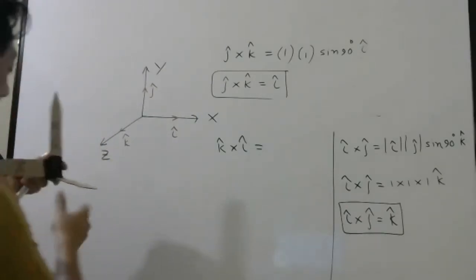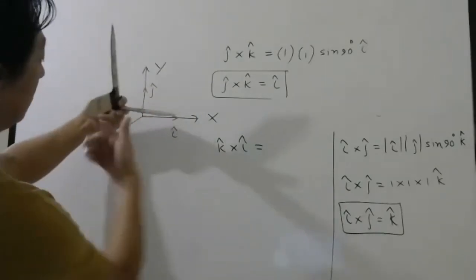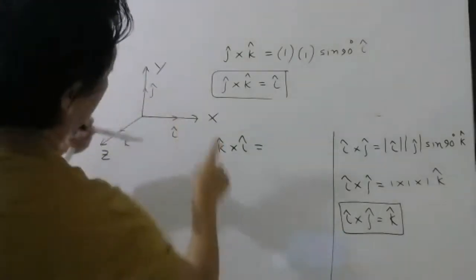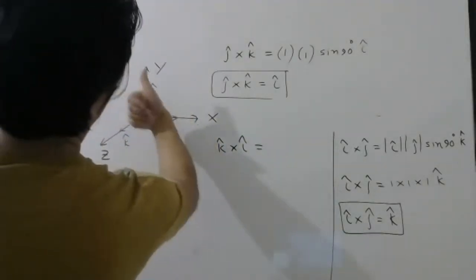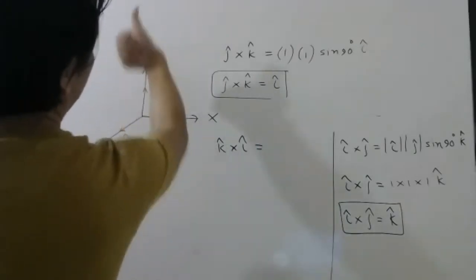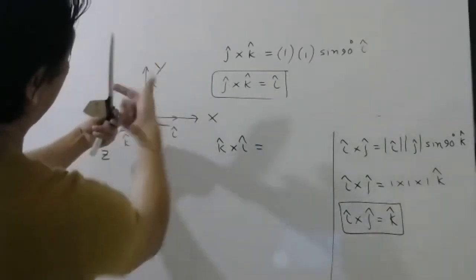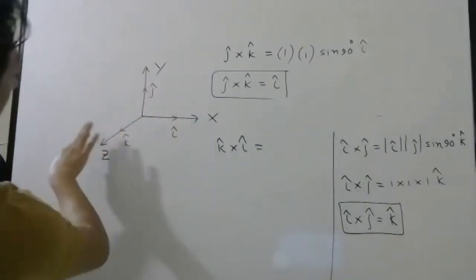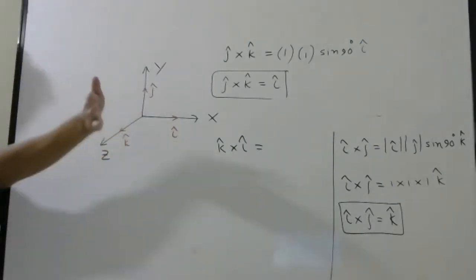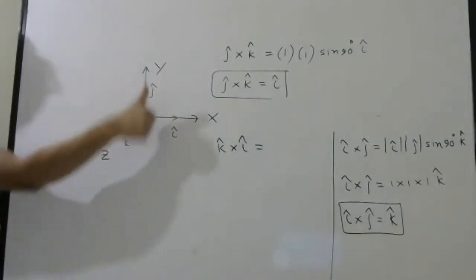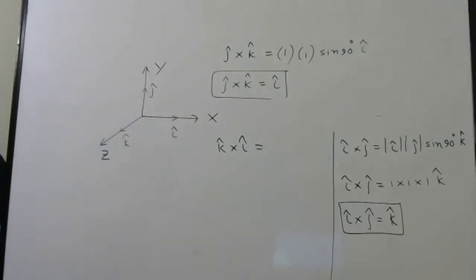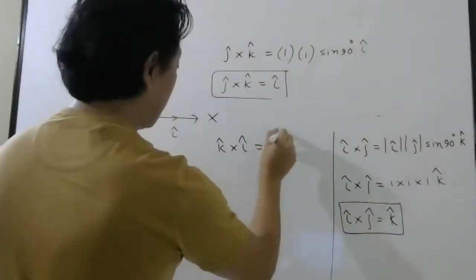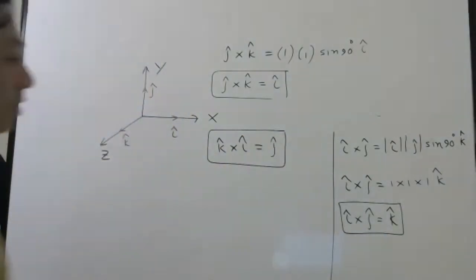So it is like this. K is here, so you have to curl your fingers from the first vector to the second vector. So you will get this vector, right? Everybody understanding or not? K is here, I is here. So k cross I, like this you have to do. This is k. So k cross I, j. So it will be what cap now? J cap. So these three things also you should remember.